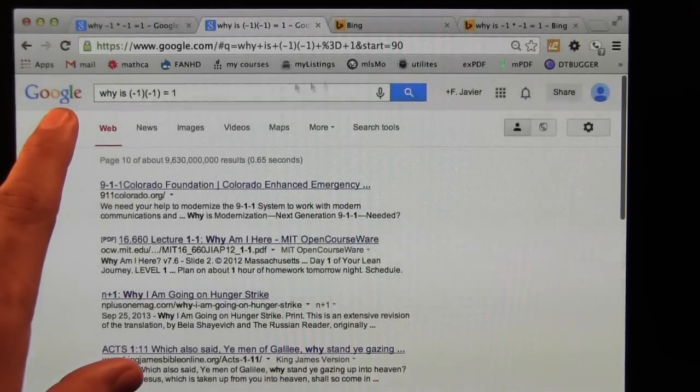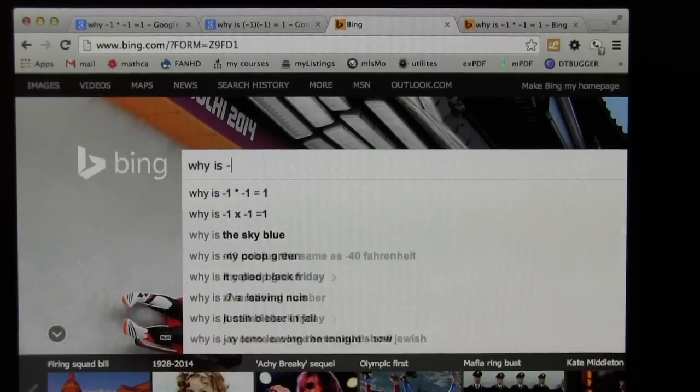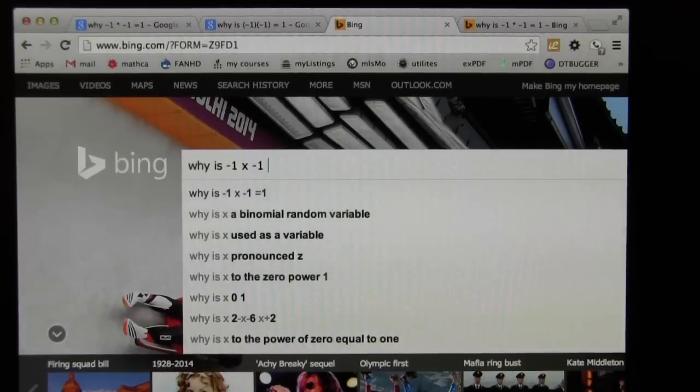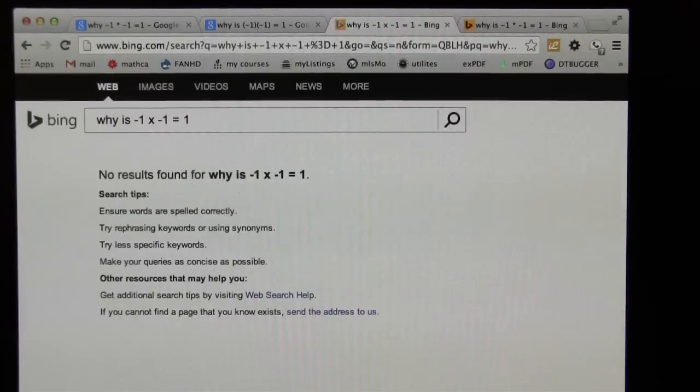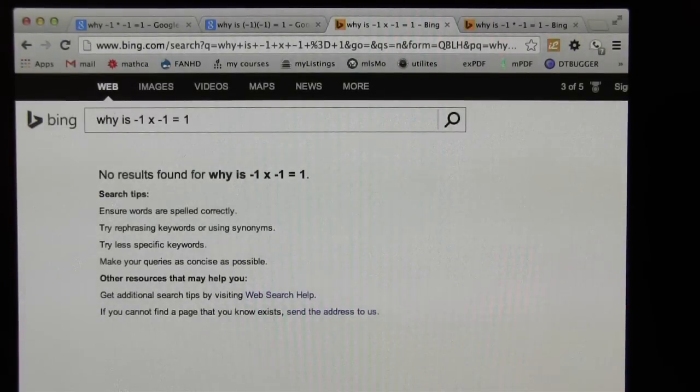Maybe Google is just crazy. Maybe we should try something else like Bing. So we try on Bing. Why is -1 times -1 equal to 1? Yeah. What? No results found? What's up, Bing? I thought you knew everything. Psst. Maybe we gotta offer some cash money.